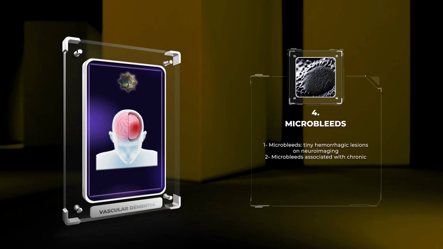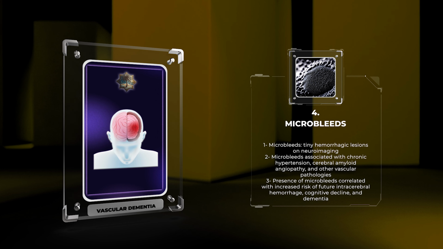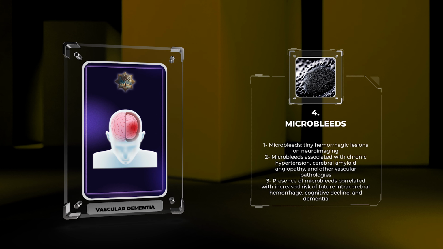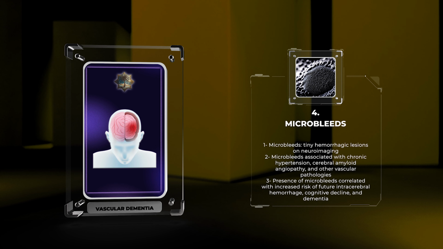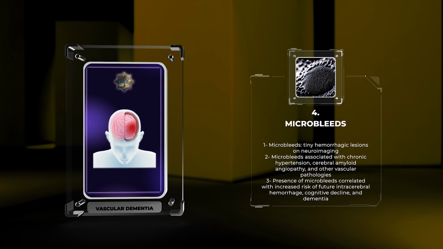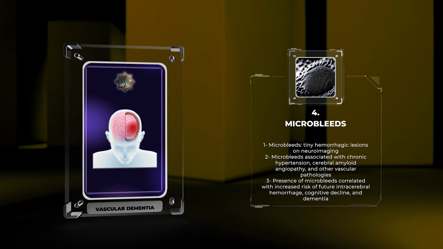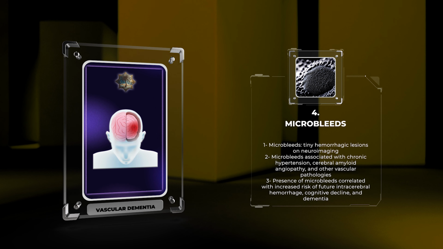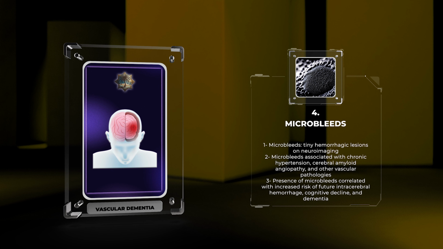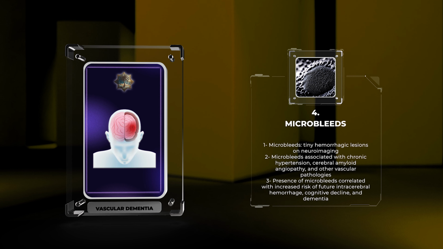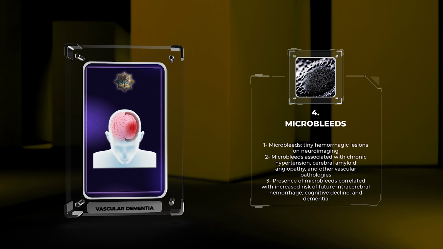Microbleeds refer to tiny hemorrhagic lesions observed on neuroimaging studies, particularly gradient echo sequences on MRI. These lesions are typically less than 5 mm in diameter and are associated with extravasation of blood products from fragile small vessels. Microbleeds are often seen in patients with chronic hypertension, cerebral amyloid angiopathy, and other underlying vascular pathologies.